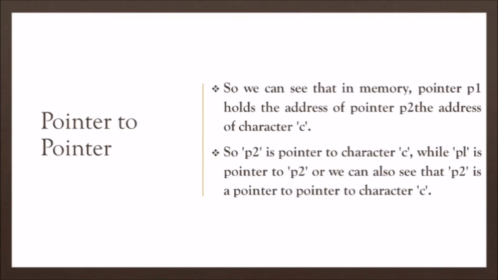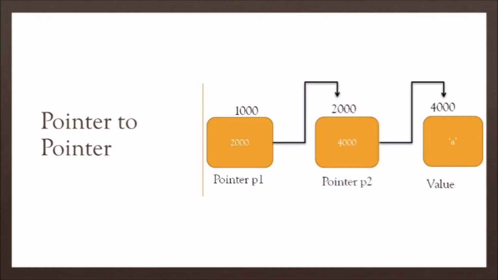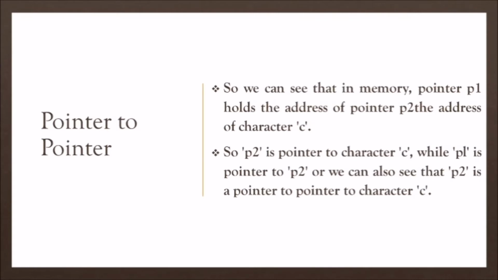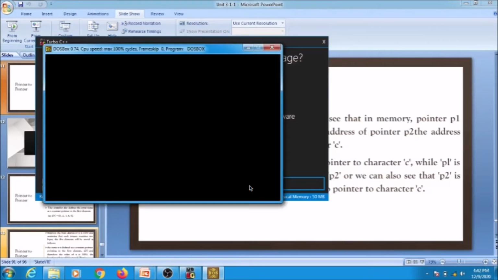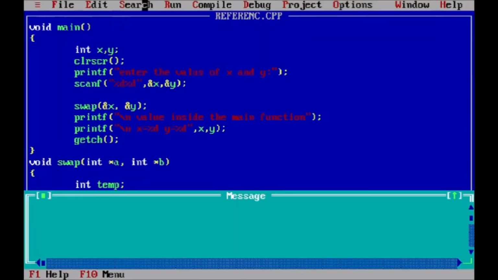Okay, so now we can see that in memory pointer p1 holds the address of pointer p2 and p2 holds the address of character a. So p1 is pointing to p2 and p2 is pointing to variable a. Now let us see the example of this pointer to pointer in our Turbo C. So let us start our Turbo C and let us see the example of pointer to pointer.